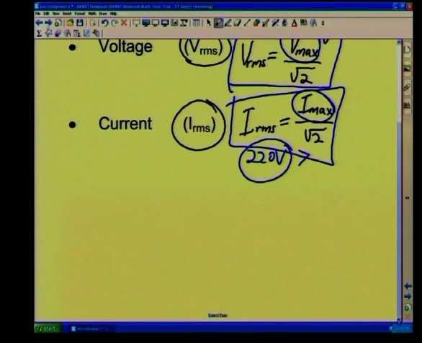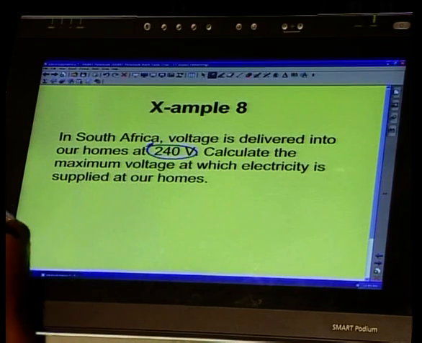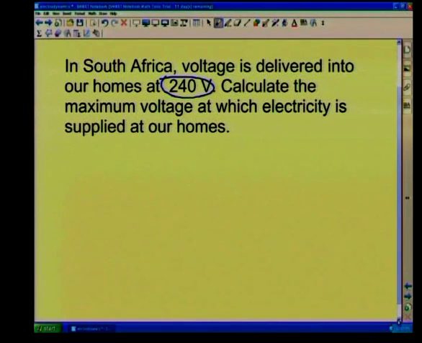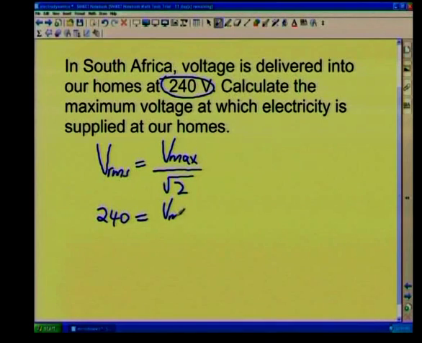Right, let's now have a look at example 8, which is based on RMS values. In South Africa, voltage is delivered in our homes at 240 volts. Calculate the maximum voltage at which electricity is supplied at our homes. Now, we know from the previous formula that VRMS equals V maximum divided by the square root of 2. Here we are calculating for the maximum voltage, so V max. The RMS value is 240. So we substitute 240 for VRMS, equals V max, what we're looking for, divided by the square root of 2.